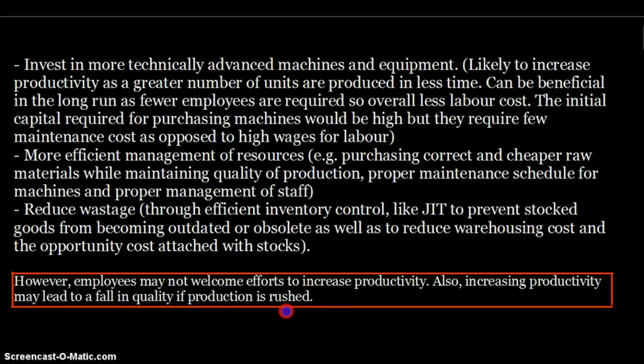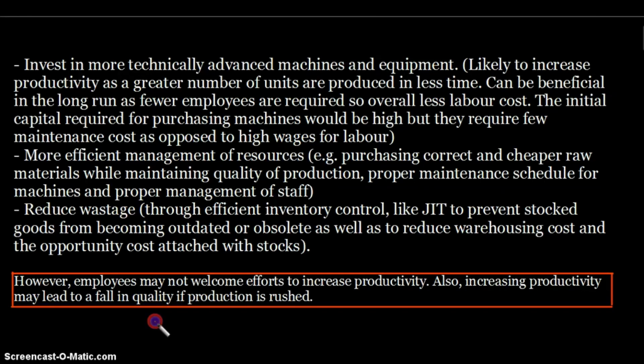Do keep in mind when you are discussing productivity that even if you try to improve productivity, employees may not welcome efforts to increase productivity. Also, increasing productivity may lead to a fall in quality if production is rushed. Employees might be overworked and they might not have a good work-life balance. If you are increasing productivity, they might require higher wages. Generally, when you're trying to increase productivity, you're trying to get the work done as soon as possible, ASAP, and because of that, your production is rushed, due to which there is a fall in quality. So you have to keep that in mind as well, look over these shortcomings and try to somehow get over these.